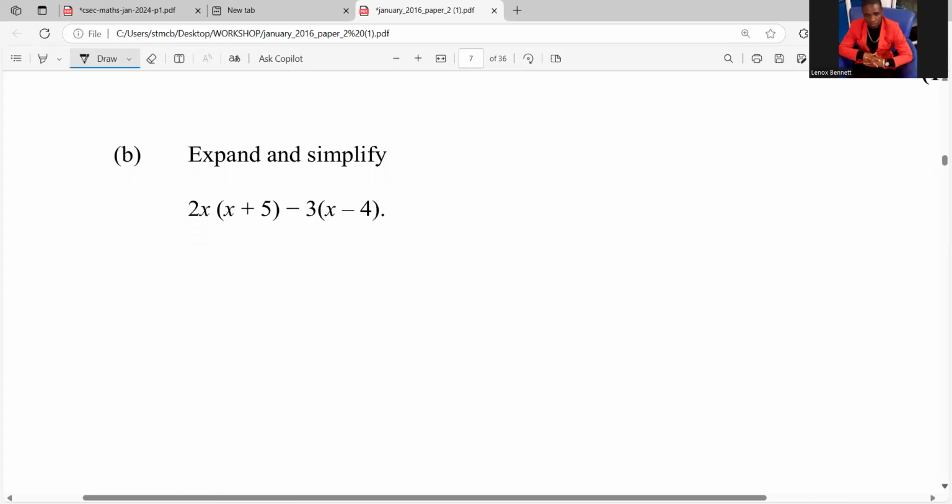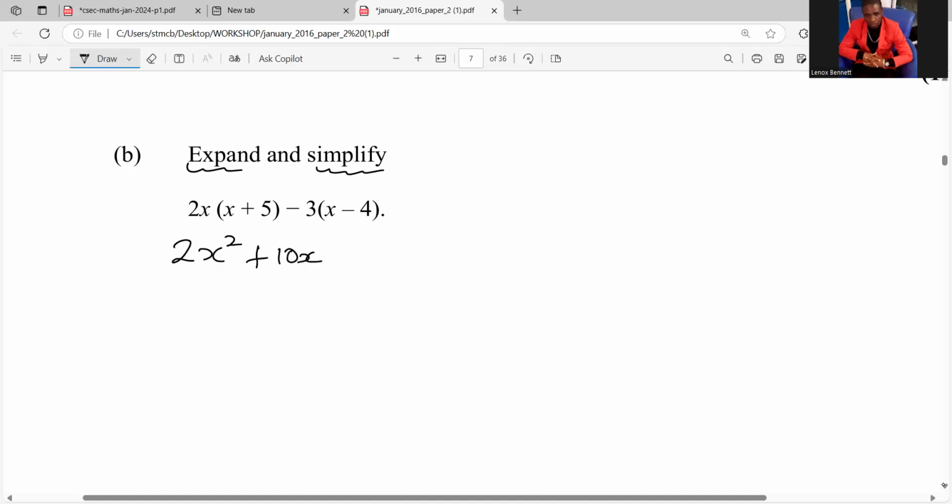All right, this one says expand and simplify. So we have 2x bracket x plus 5 minus 3 bracket x minus 4. The bracket means to multiply. They literally put the word expand here and then simplify. So we have to do that first. We're going to expand first. So 2x times x would be 2x squared. 2x times positive 5 would have given us 10x.